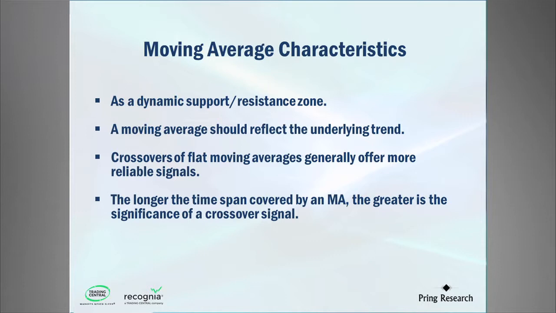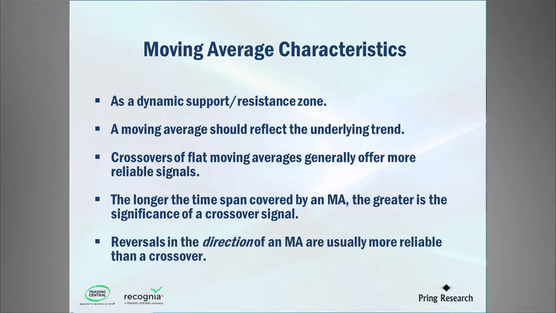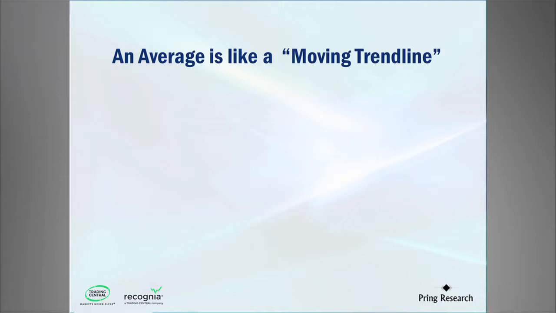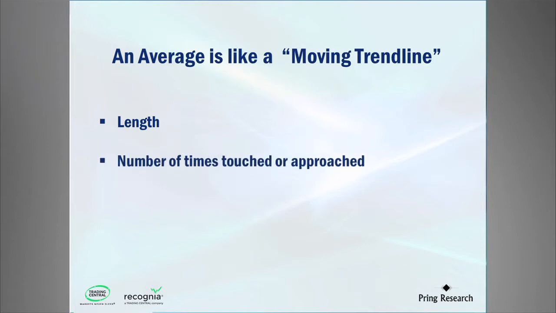Reversals in the direction of a moving average are usually more reliable than a crossover. In instances in which a change in trend occurs close to a turning point, a very powerful and reliable signal is given. However, in most instances, an average reverses well after a new trend has begun, and so is only useful as a confirmation. In short, think of an average as a type of moving trend line, which, like a trend line, obtains its significance from its length, the time span, the number of times it's been touched or approached, and its angle of ascent or descent.